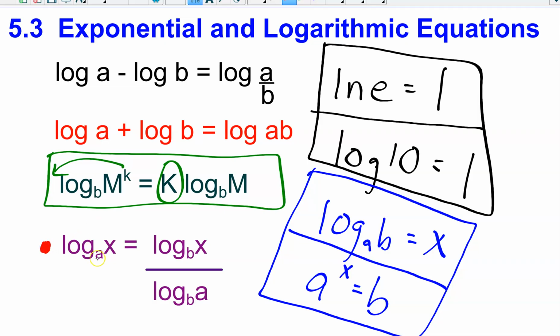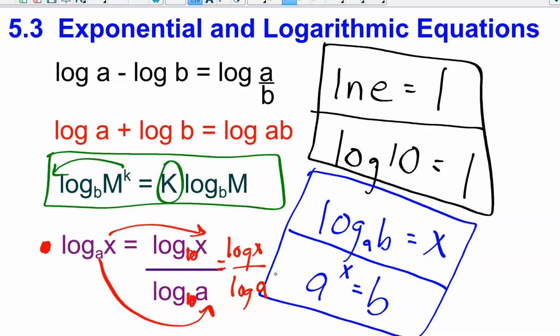So if I have log base a of x, that can be the same as the log base 10 of x over the log base 10 of a. So notice that the x goes on the top, the a goes on the bottom. And I'll just rewrite that: log of x over log of a. You wouldn't even need the 10 base because it's given it's a base 10.